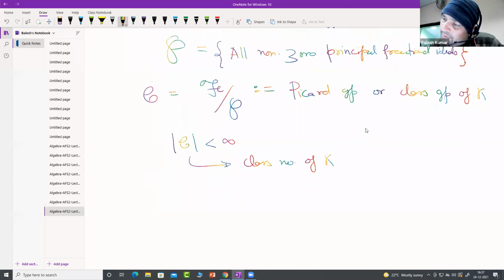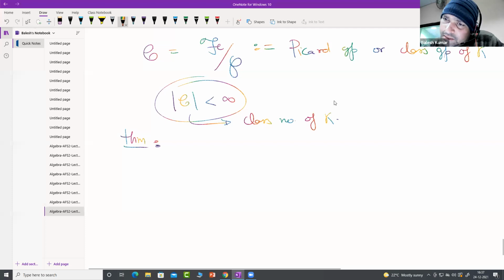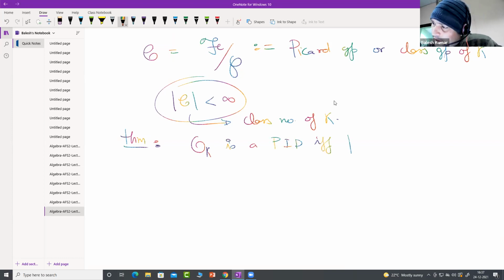The finiteness of this class number is also a non-trivial result in number theory. And what this class number does is this: OK is a PID, a principal ideal domain, if and only if the class number is 1. So the class number measures how far our ring of algebraic integers is from being a principal ideal domain. This is the thing I would like to mention.